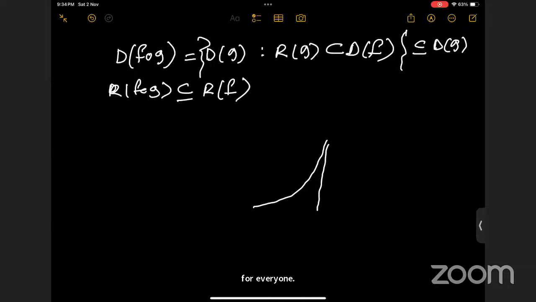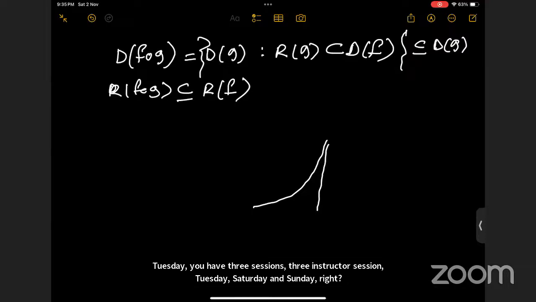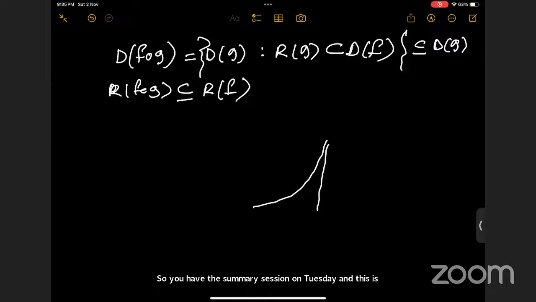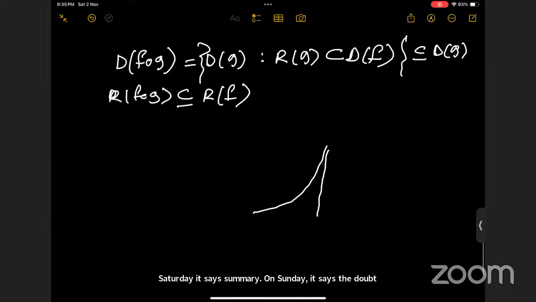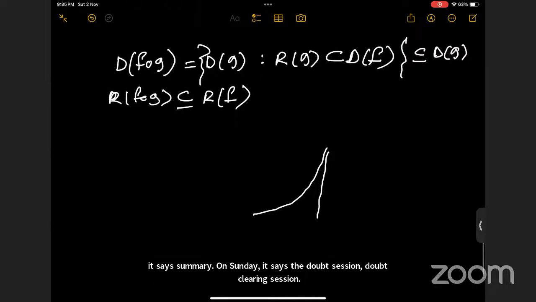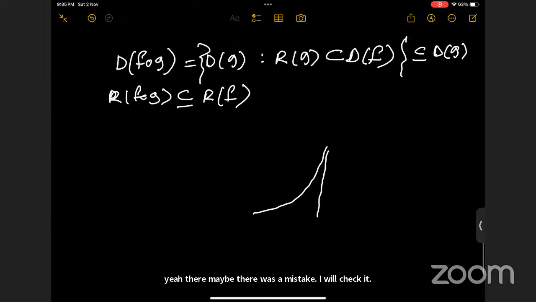But roughly what I can say is that you have three instructor sessions, Tuesday, Saturday, and Sunday, right? You used to have the summary session on Tuesday, no? No, as per the calendar, Tuesday it says problem solving, Saturday it says summary, and Sunday it says doubt clearing session. Okay. Maybe there was some mistake. I will check it. I will try to rectify that.